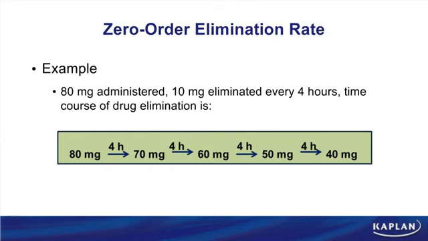Check the amount. How much drug did we lose in the first 4 hours? We lost 10 milligrams. How much in the second 4 hours? Also 10 milligrams. In the third 4 hours, 10 milligrams. And in the fourth period of time, we lost 10 milligrams. We are losing a constant amount per unit time. We're losing 10 milligrams every 4 hours. So if I'm ever given numbers like this, it's very easy to tell if I'm dealing with first order or zero order. I simply look at the amount that I'm losing per unit time.